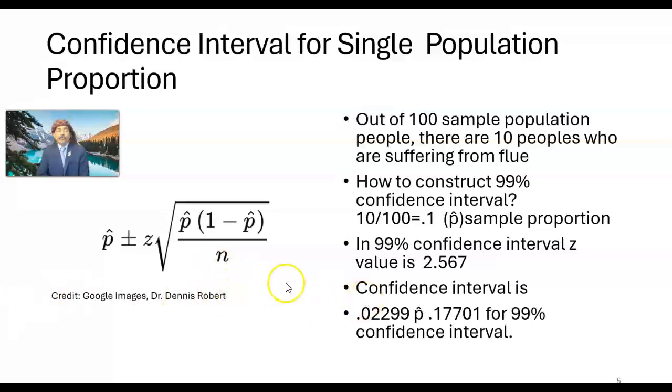If we put all these in the formula, we get the confidence interval from 0.02299 to 0.17701 for the sample proportion at 99% confidence. We have a plus minus sign. This is the lower limit, and this is the upper limit.